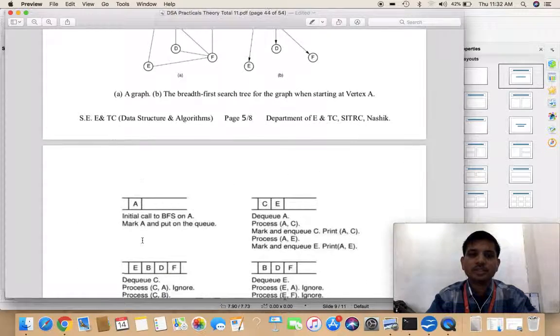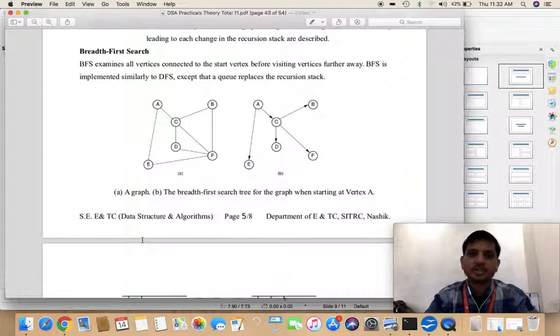The next one is the BFS, breadth first search. Now in a breadth first search we are using a queue instead of using a stack. So how it works, the same example: A, C, D, B, C, F and E, these are the 6 vertices.